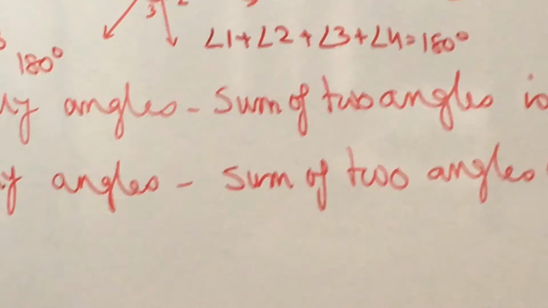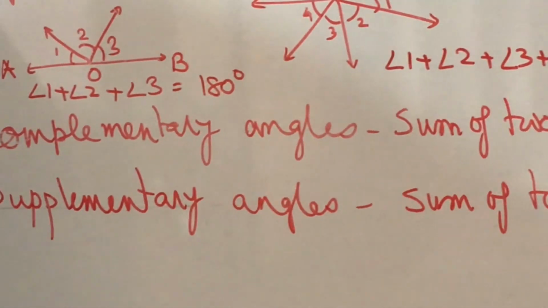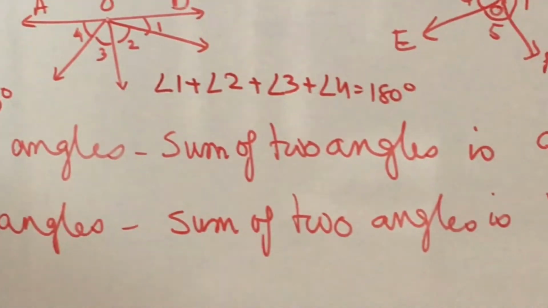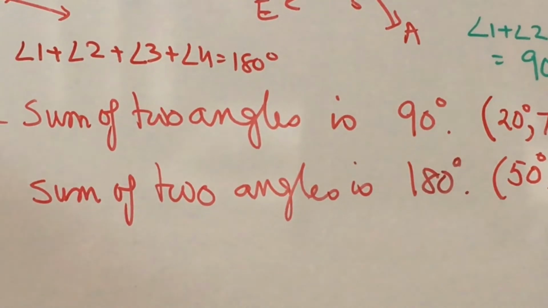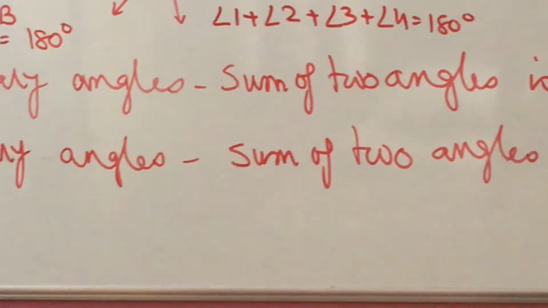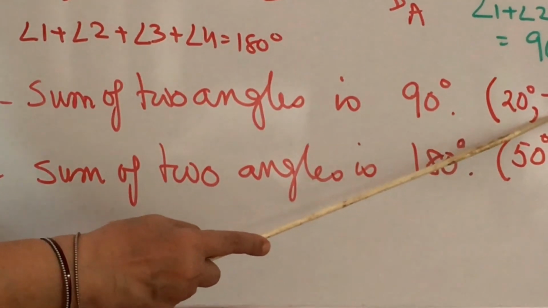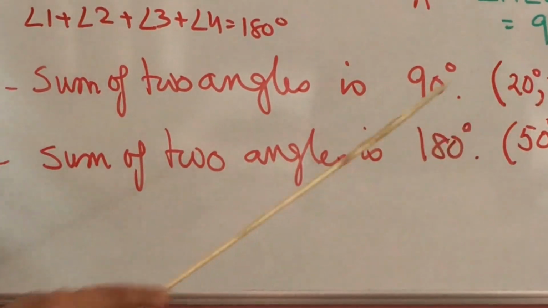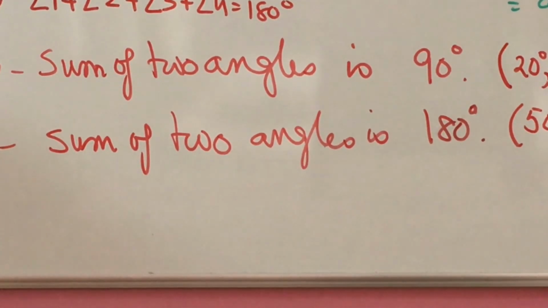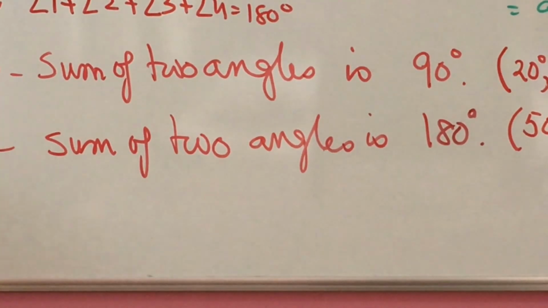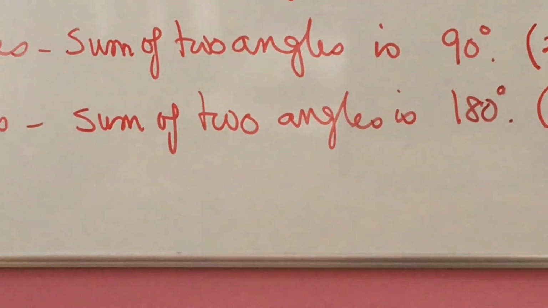Next we come to what are complementary angles. If we have two angles, the sum of the two angles is 90 degrees, then the two angles are said to be complementary angles. If one angle is 20 degrees, the other angle will be 70 degrees. So 20 and 70 degrees are complements of each other. Complement of 20 degrees is 70 degrees and complement of 70 degrees is 20 degrees.